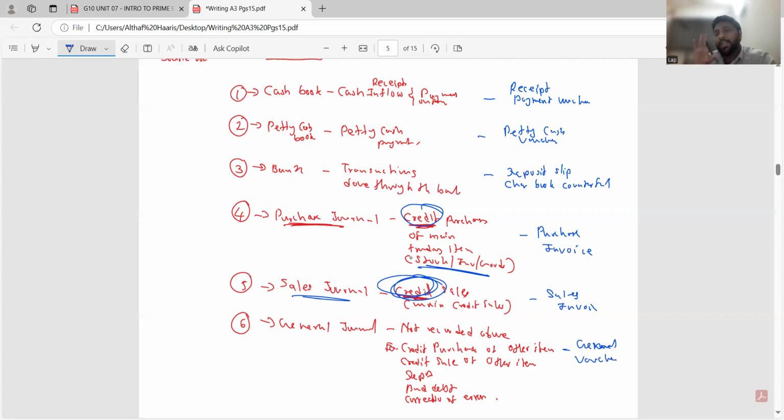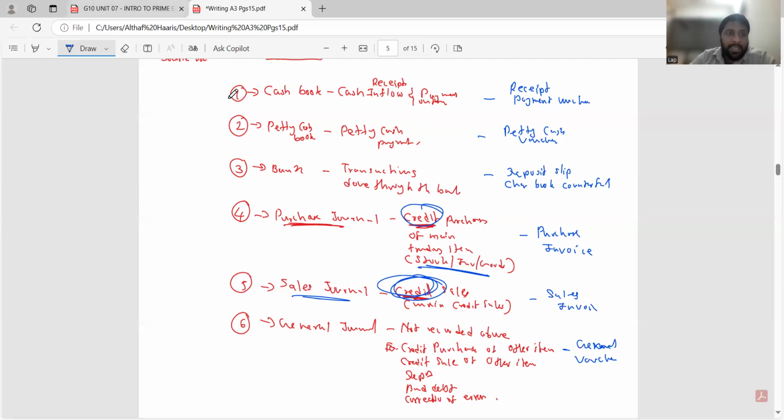So this is a quick recap of the overview. After this, we learn about each and every primary book one by one. Cash book separately, lot of questions. Petty cash book, lot of questions. Bank, purchase, sales. Likewise, we did a lot of questions afterwards. So unit number 7 is all about a small introduction for each and every area.